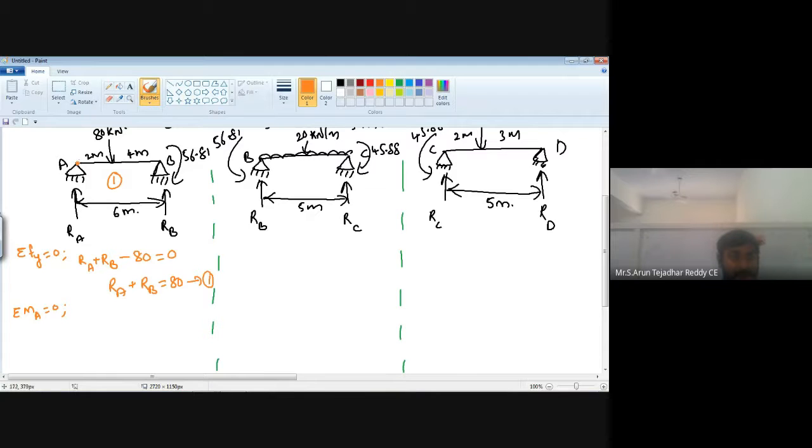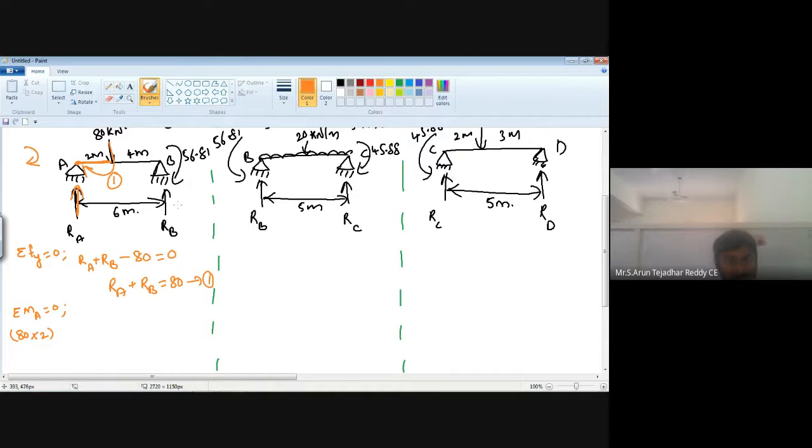Next, apply the other equation of equilibrium, that is moment about A is equal to 0. It means moment about this point. Whatever force is passing through point A, its moment will be 0. Here RA is passing through point A, so we can write RA into 0. Next, the 80 kilonewton load is acting; taking moment about A, how is it moving? It is moving in this direction, so this is a clockwise direction. We can write 80, and the perpendicular distance is 2 meter.